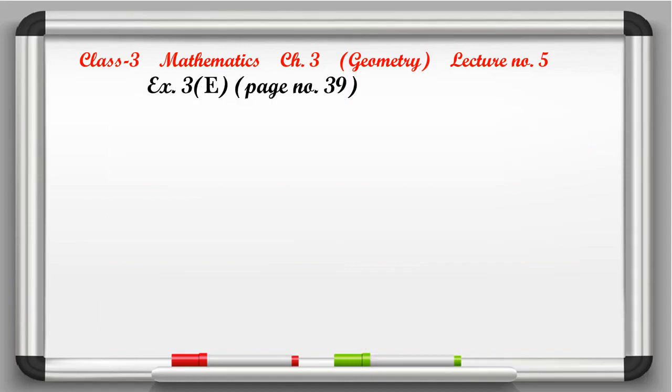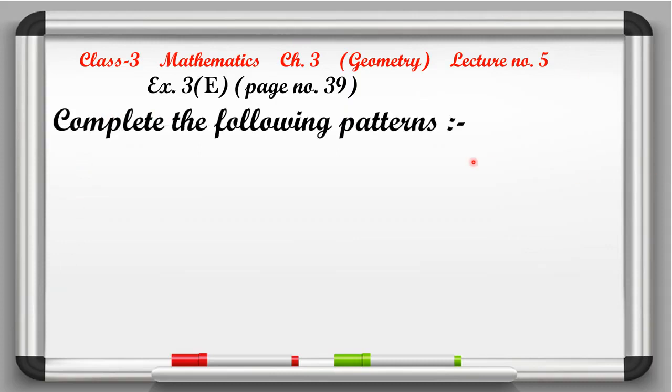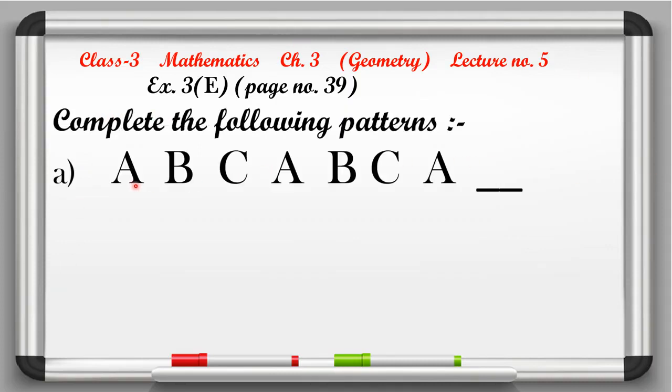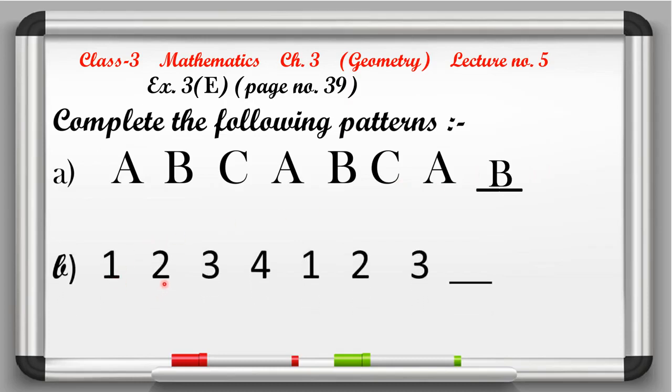Now beta, exercise 3E, which is given on page number 39. Complete the following patterns. So here in A part, this pattern is given: A, B, C, A, B, C, A, and after that dash. Now we have to put the correct pattern here. Okay, so after A, B follows. So here we will write B. Understood? Now in B part, 1 2 3 4, 1 2 3.